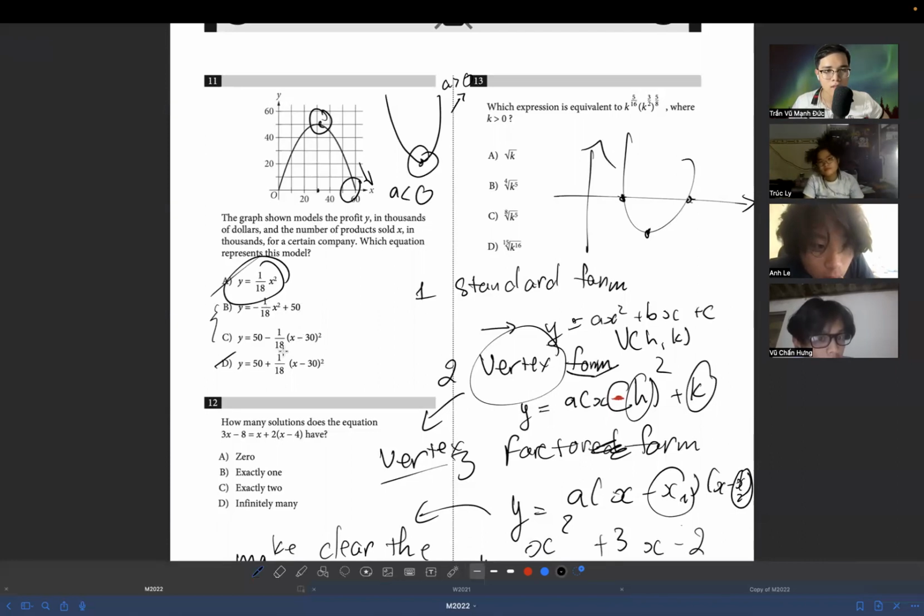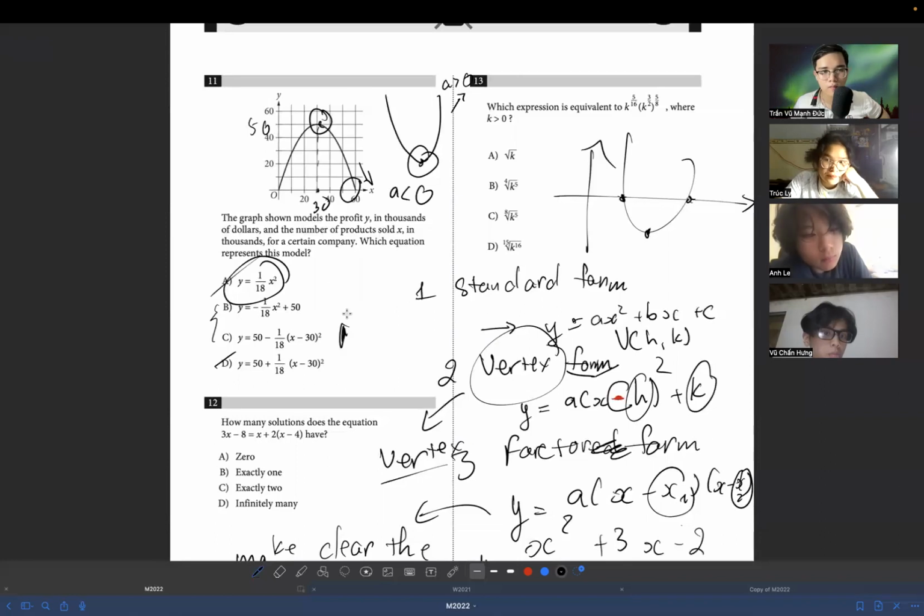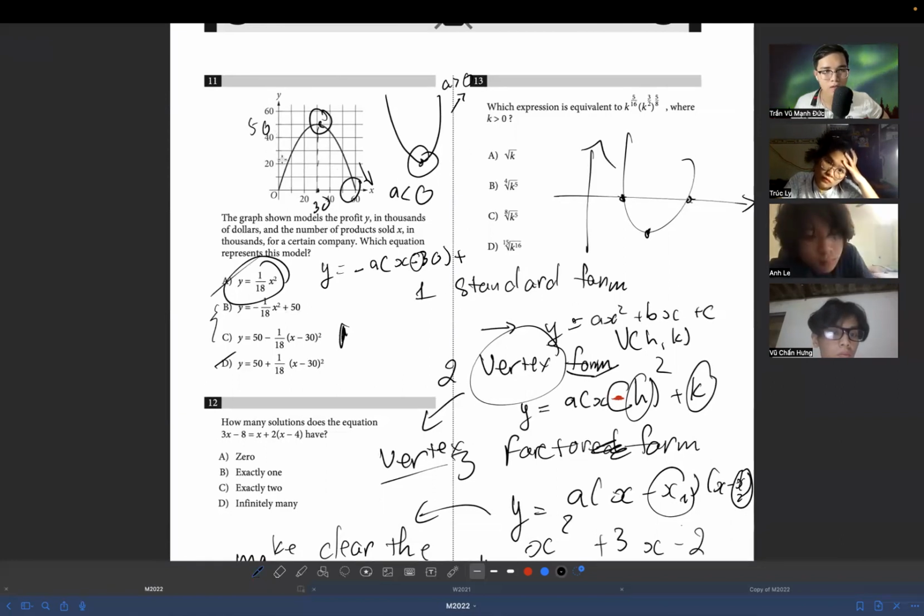C. And this equation has the vertex of 30, 50. Let's see if it's correct. I will not look at the C, but I will come up with my own answer. Y is minus, what is it? Minus A times X minus, what is it? H, it means 30. Plus, remember the notation, the negative and the positive, plus 50. So C is correct. C is the only correct answer that matches my equation, minus A.